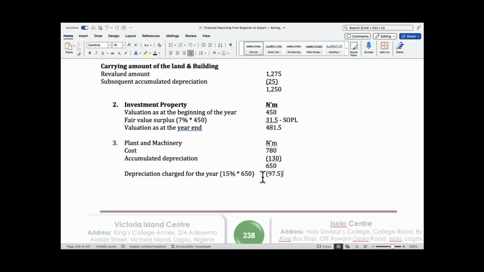97.5. So what is the carrying amount of this plant and machinery? 650 minus 97.5, 552.5. Okay, so we are done with this.